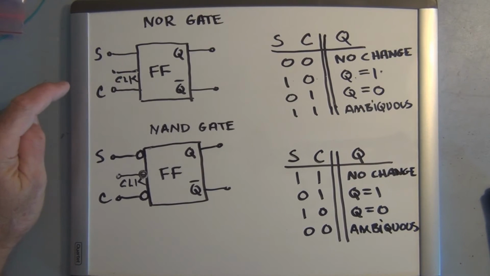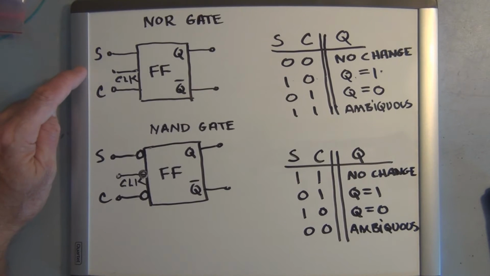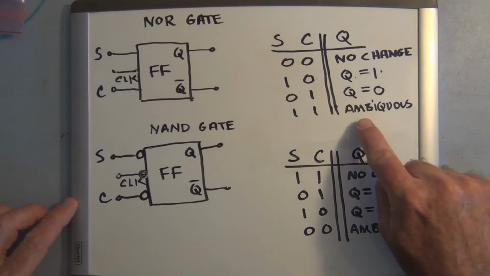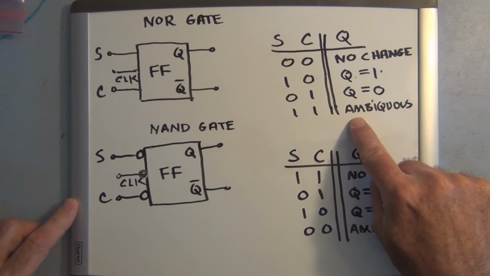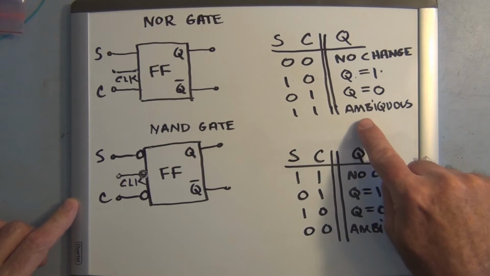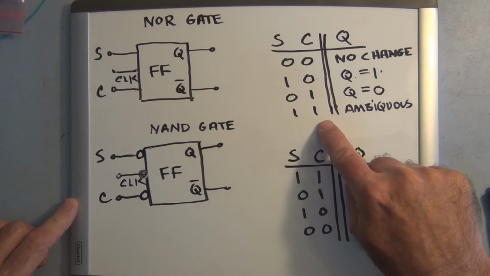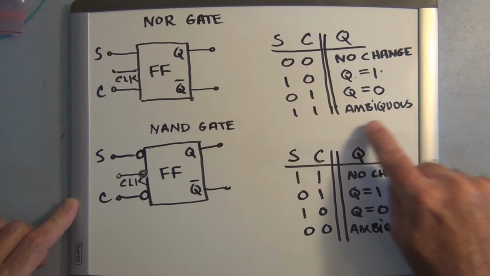So even though I've spent a lot of time describing the operation of Set-Clear flip-flops, you're really not going to come across this type of flip-flop. There's a more popular flip-flop called the JK flip-flop, and it does everything a Set-Clear type flip-flop does, with the addition that it doesn't have this ambiguous state. So the set and clear has the disadvantage of this illegal or ambiguous state, you can't predict, you're supposed to avoid this condition.